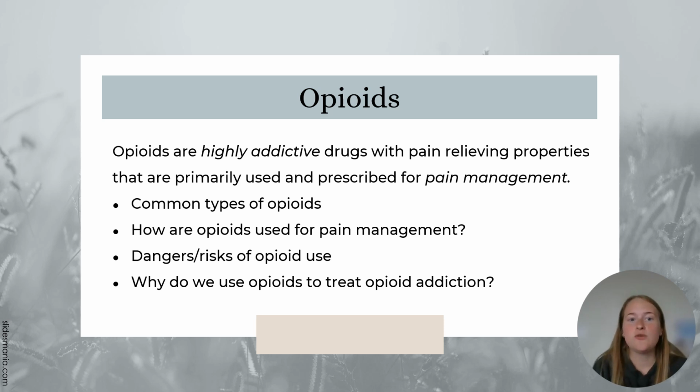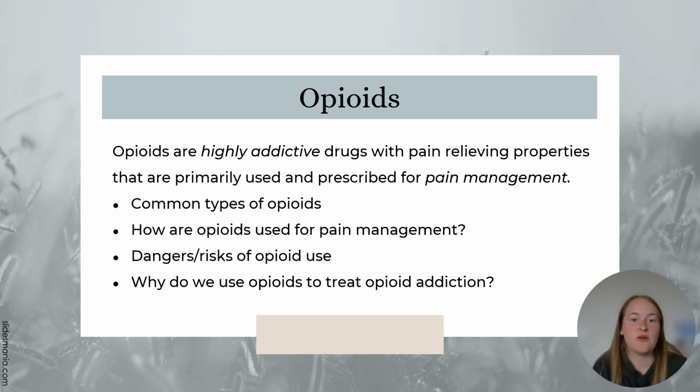So why do we use opioids to treat opioid addiction? Using opioids like Suboxone and methadone to treat opioid addiction is a harm reduction approach that does not push abstinence, but rather emphasizes meeting people where they're at. This method of treatment is called opioid agonist therapy.